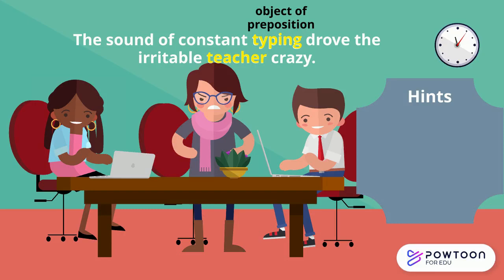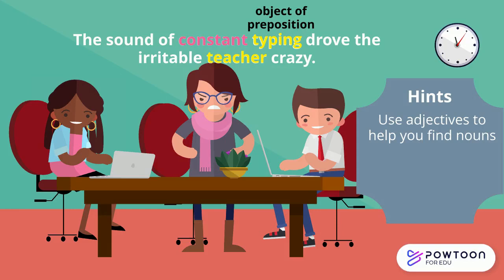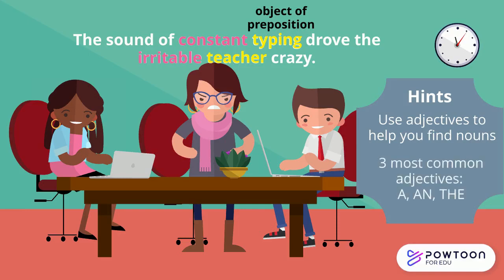Another way to help you identify nouns if you are stuck, and if finding parts of a sentence maybe isn't quite your thing yet, is to use adjectives to help you. Remember, adjectives are those words that describe nouns. So for instance, constant is an adjective describing typing, and irritable would be describing teacher. Now, obviously not every noun will have an adjective, but the most commonly used adjectives are three little words that always match up with a noun. A, an, and the. Anytime you see one of those words, there has to be a noun nearby that will match up with it. So that trick helps us find the third noun in the sentence, sound.